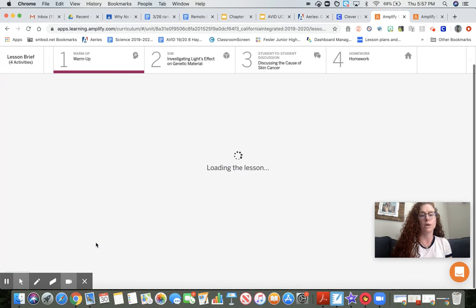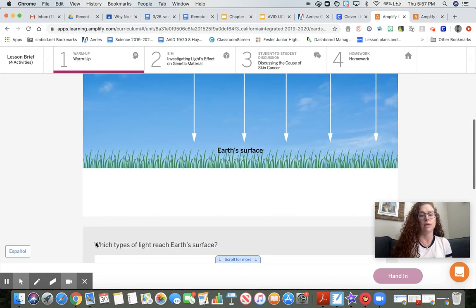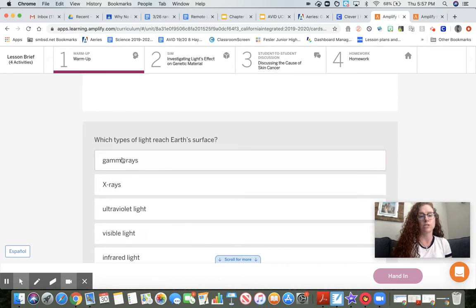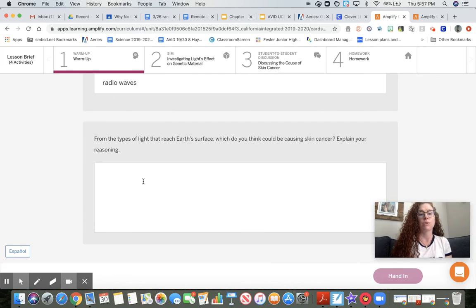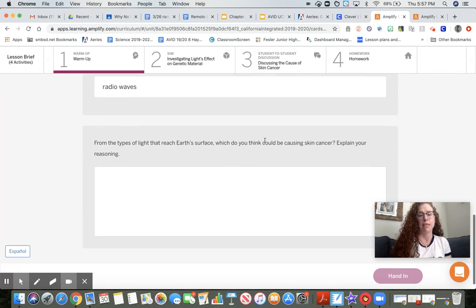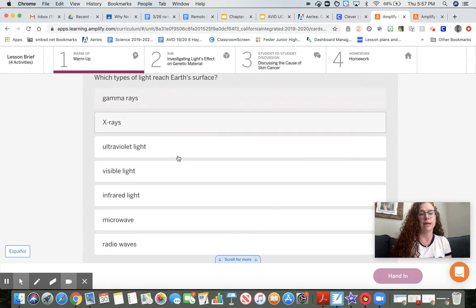Okay, so then next we went into 2.4, part 1. A lot of you did really well on this first one. You made sure to highlight all of the light that's reaching Earth's surface. Most of you could tell me which one is causing skin cancer. Where some people missed a point, and they got like 3 out of 4, was they did not give me an explanation.